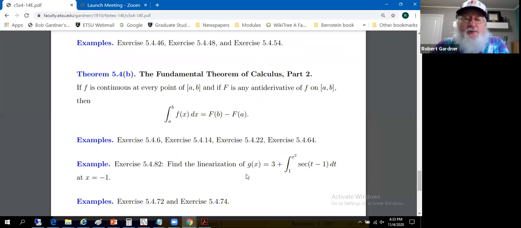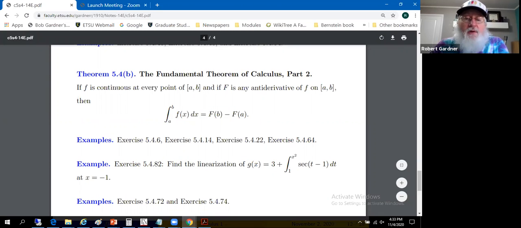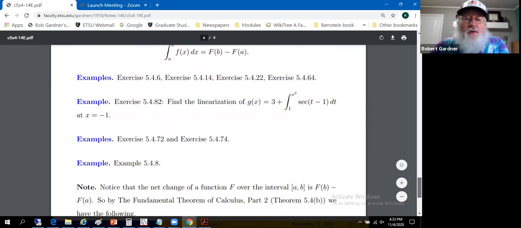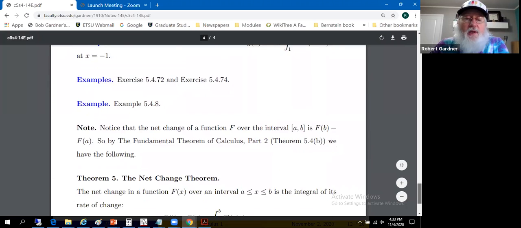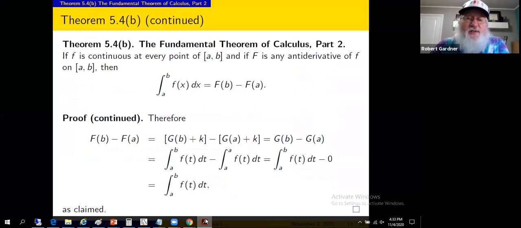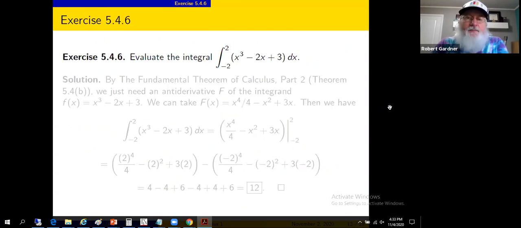Next, I think, we'll just do several examples of these. Okay, yeah, so let's just run through a whole bunch of examples to illustrate this. This is good news. These are mechanical. Okay. Evaluate the integral from -2 to 2 of x cubed minus 2x plus 3.